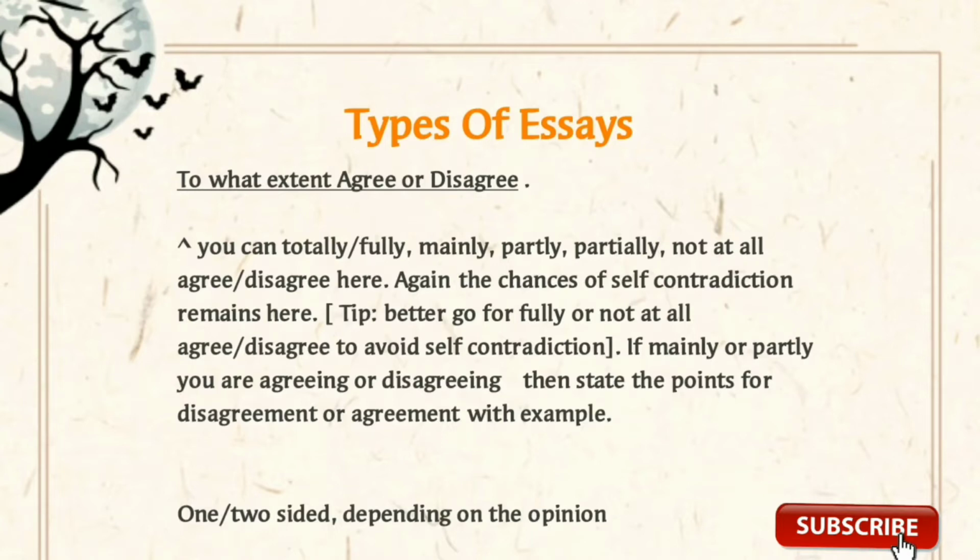So this kind of essay, that is, to what extent do you agree or disagree, is a one or two-sided essay depending on the thing you are saying in your opinion. Because if you are going for totally or not at all, it becomes a one-sided opinion essay. But if you are going for mainly or partly, it becomes a two-sided opinion essay.